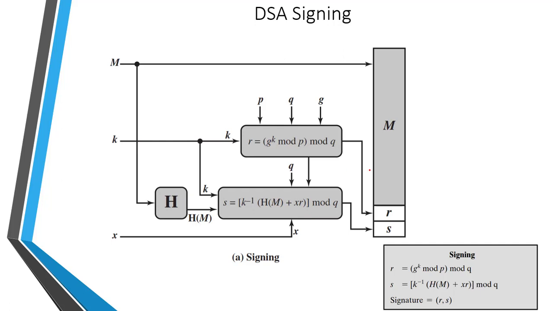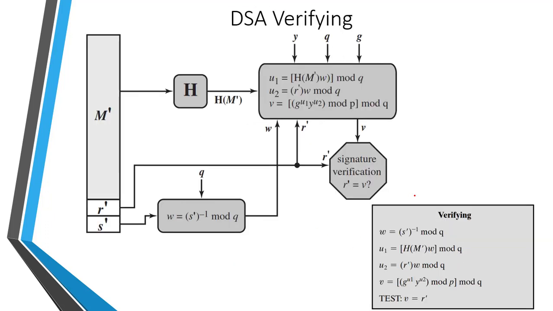So this figure indicates the mathematical representation of the signing function, and this is the mathematical representation of the verifying function in detail. Now we will see the ElGamal digital signature algorithm.